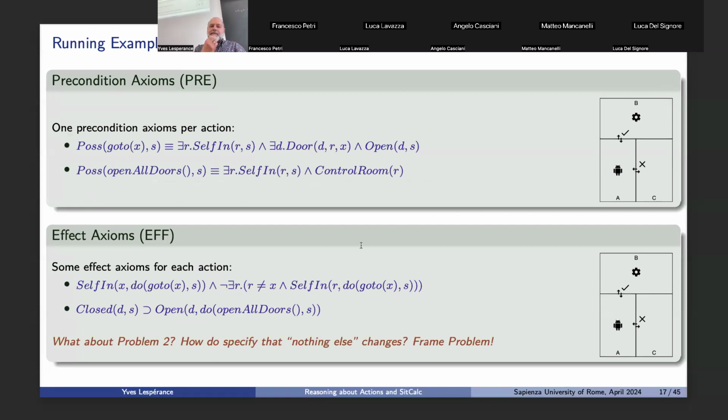So essentially, this is our specification in the situation calculus of both the preconditions of these actions and the effects of these actions. Any questions so far?